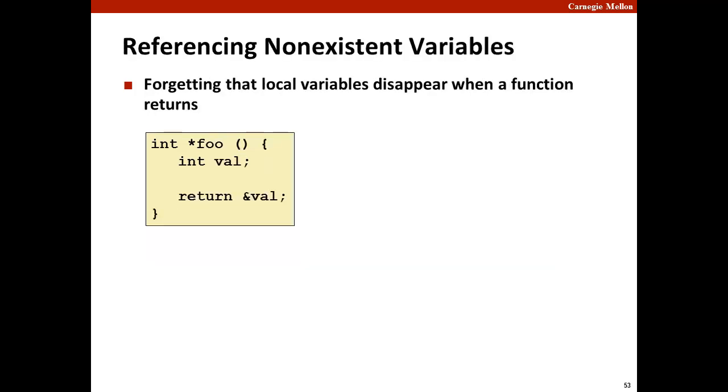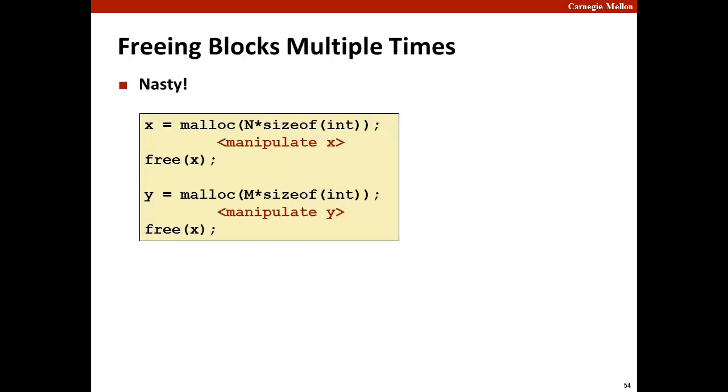Okay. Referencing non-existent variables. What's going on here? Val is on the stack. The stack goes away when the function returns. By the time this returns the value, the address of that value is technically unallocated. If we use it for a while, the next time we make a function call, we'll scribble over it.